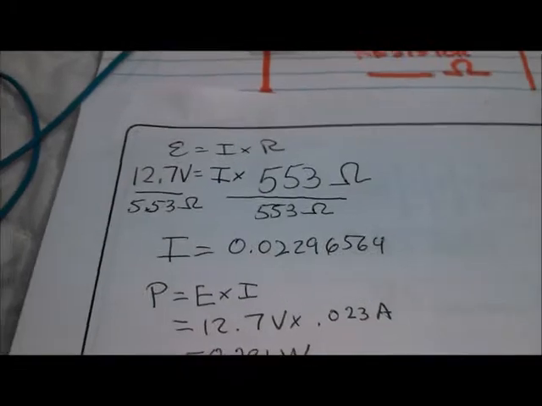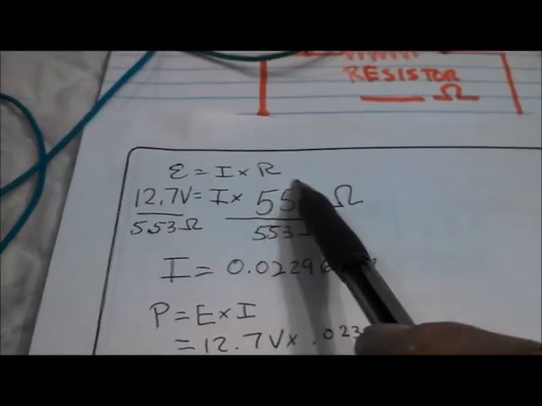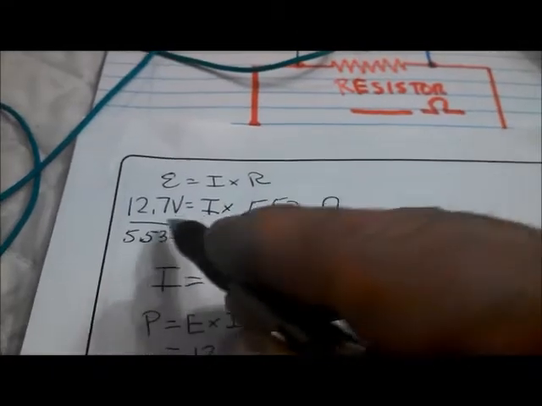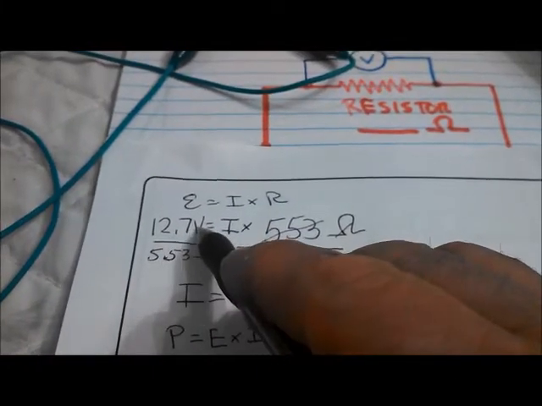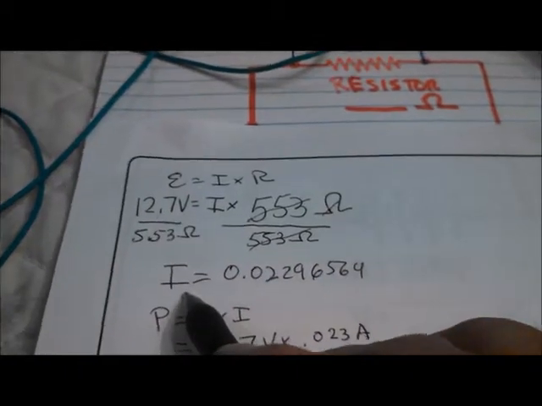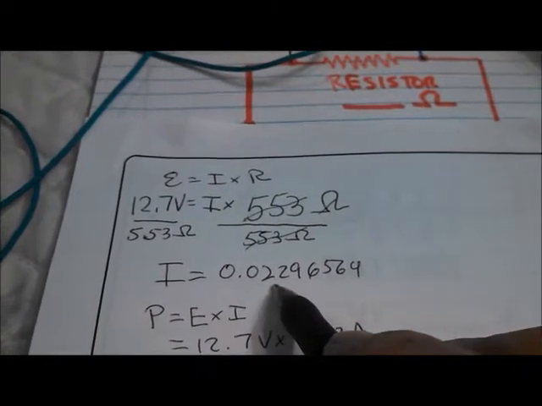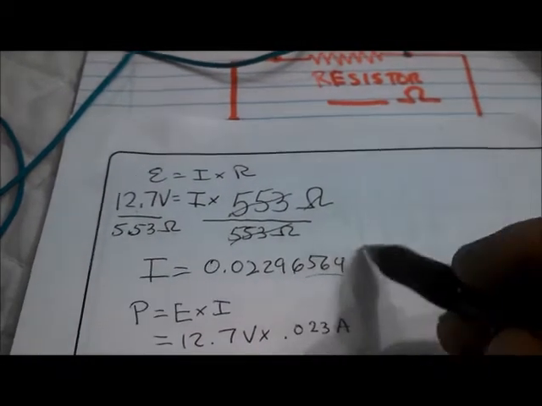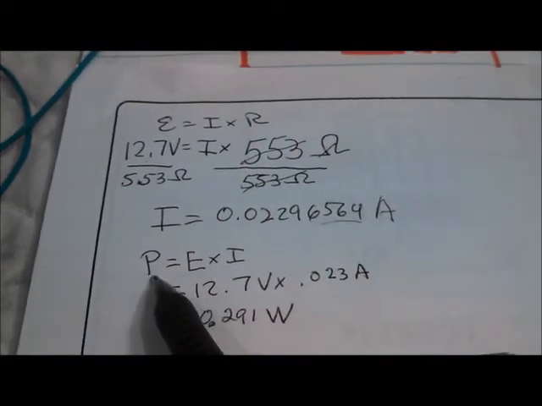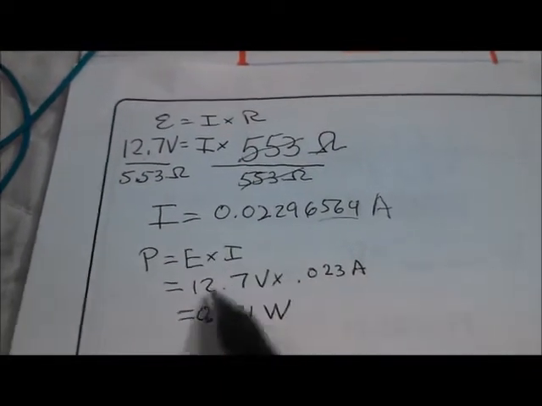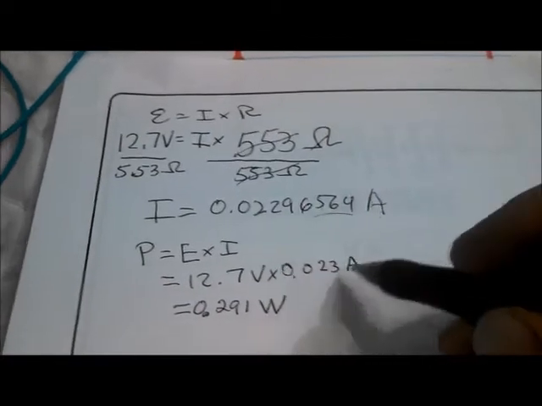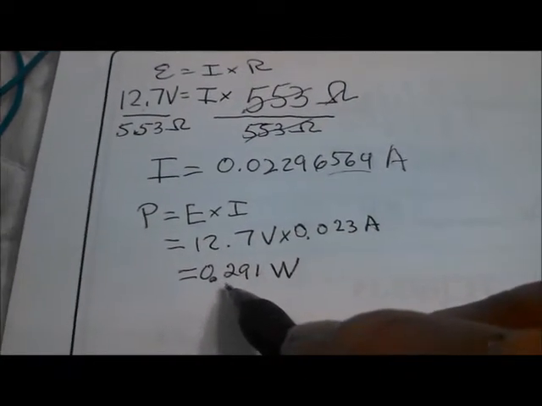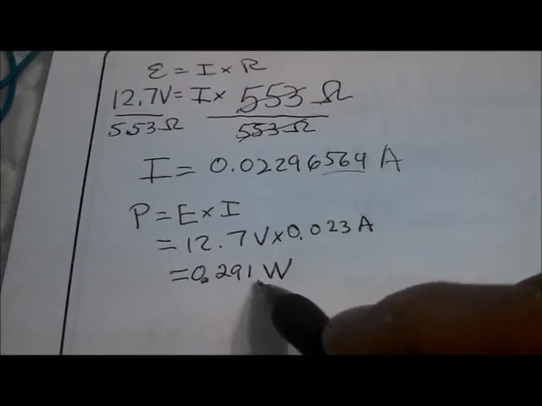Going back to our equation, if we follow Ohm's law, E equals I times R, and I have a resistance of 553 ohms, then that cancels out, and when you take 12.7 volts and divide by 553 ohms, our current is equal to 0.0229 and some remainder of amps. Using the power equation, power equals E times I, 12.7 volts times, rounding off to 0.023 amps. Our wattage is slightly over the 1/4 watt, 0.291 watts.